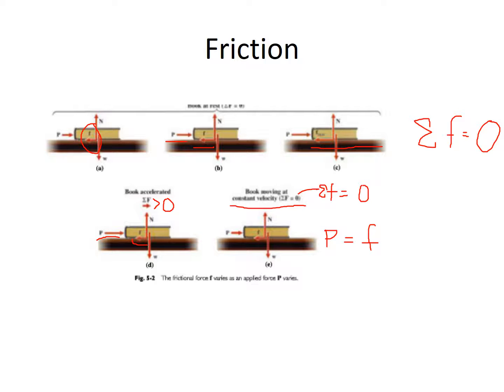This case on top is what we call static. And it's in static equilibrium. In other words, it's not moving. In this case, the book is not in equilibrium at all, it is accelerating. And once it is moving at constant velocity, case E, that's what we call dynamic equilibrium.